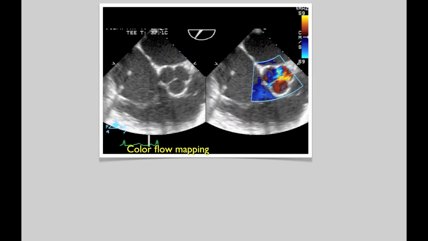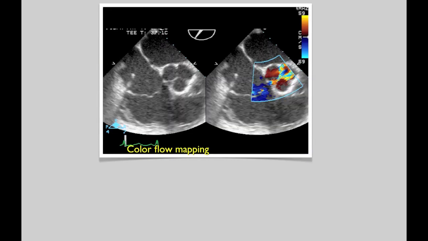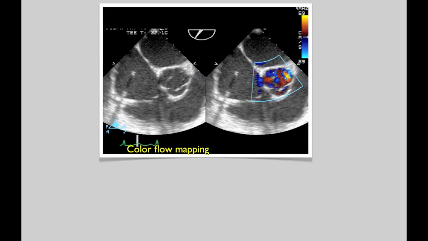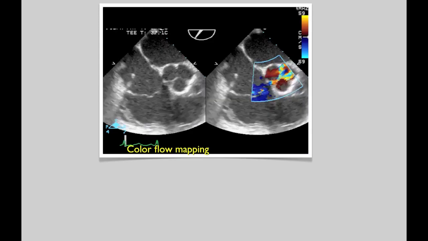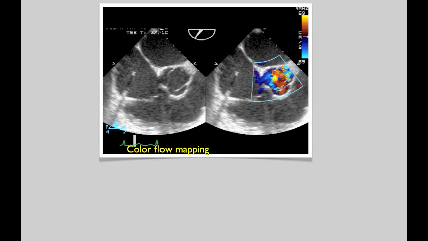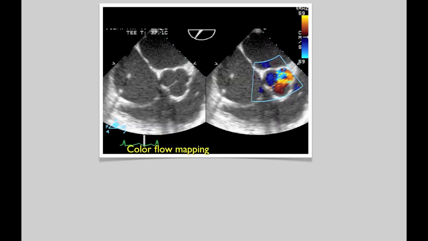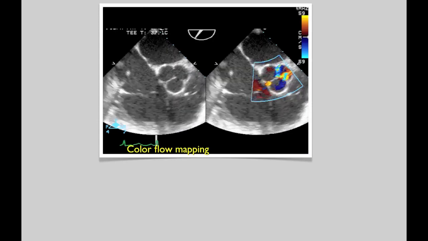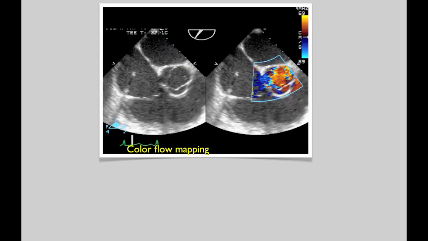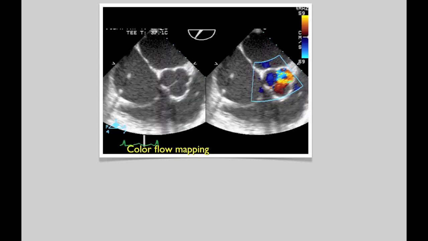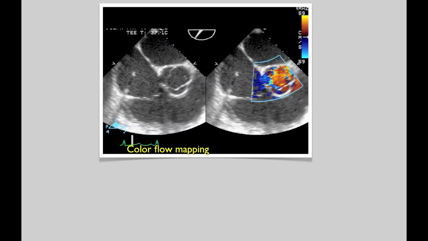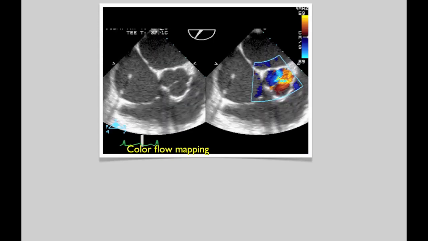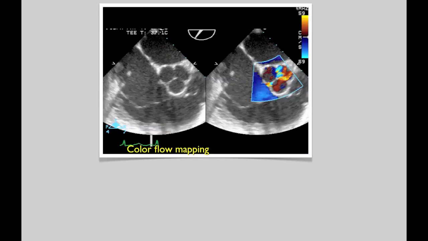Here we see the two-dimensional view to the left demonstrates the mid-esophageal aortic valve short axis, where it looks like the valve opens and closes quite normally. However, when we put color flow mapping on, we can see that there's a plane of malcoaptation all along the interface of the left coronary cusp with the right and non-coronary cusps that results in significant aortic insufficiency. So color flow is an important modality, even if the valve visually looks like it coapts well.